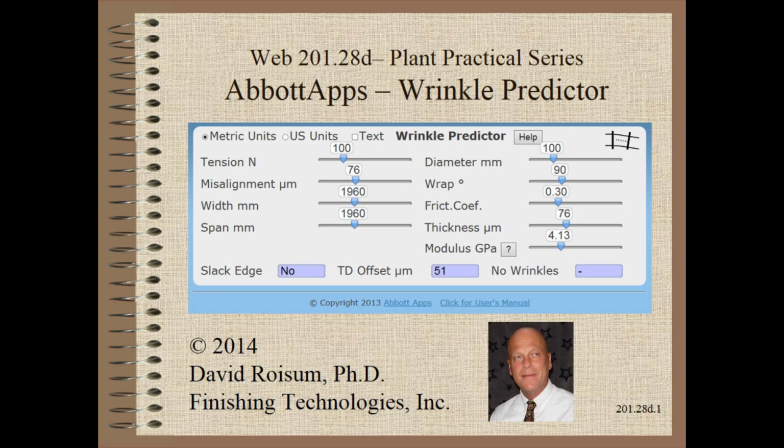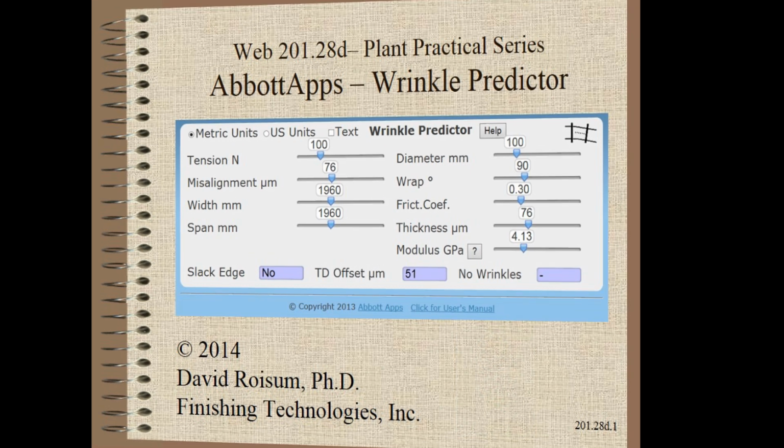In the previous clip, we described an app that helps diagnose your specific wrinkle from a number of different types. This app helped designers and maintenance people alike determine how close machines need to be aligned to avoid one of the most common types of wrinkling.